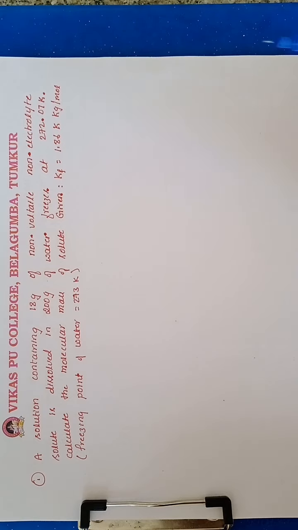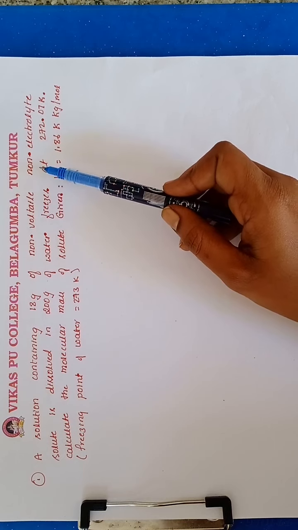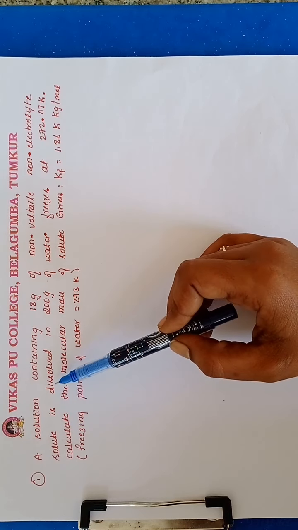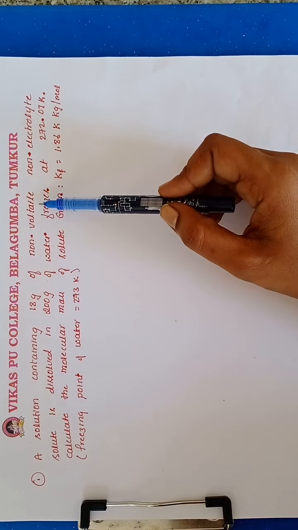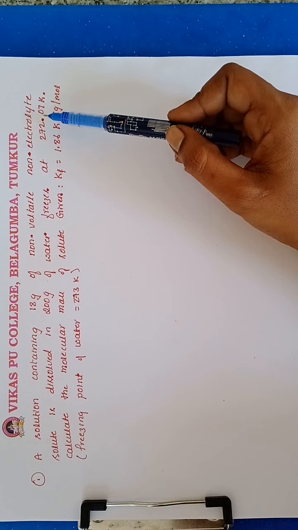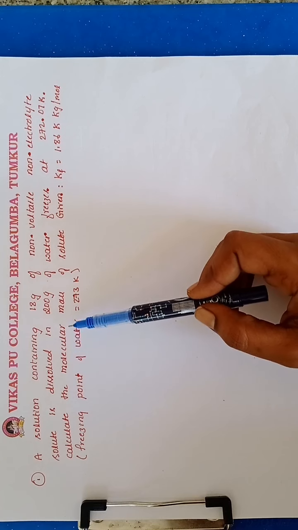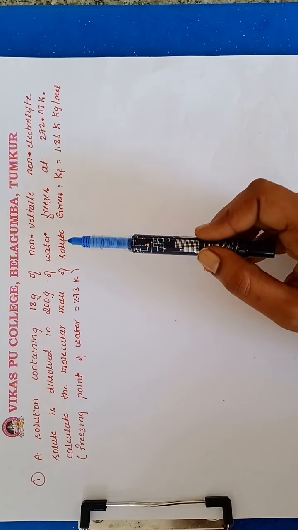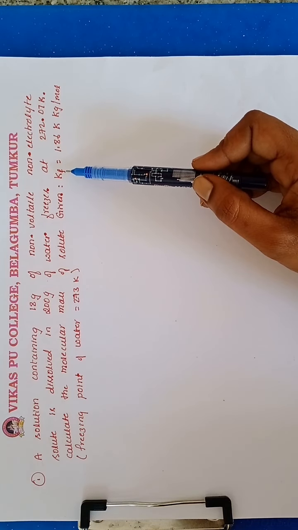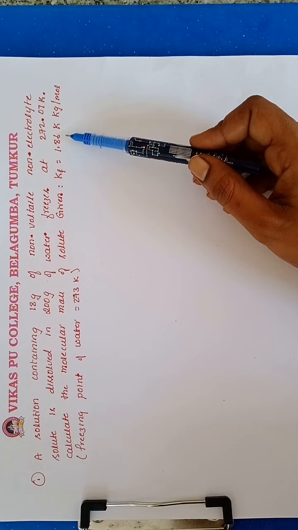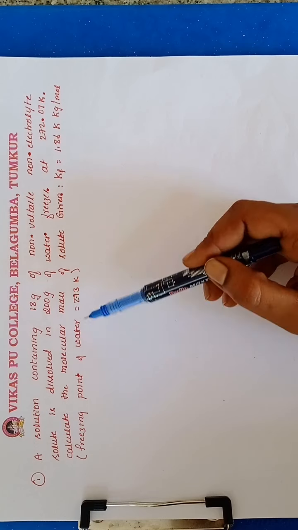A solution containing 18 gram of non-volatile non-electrolyte solute is dissolved in 200 gram of water. It freezes at 272.07 Kelvin. Calculate the molecular mass of the solute. Given the Kf, that is cryoscopic constant, Kf is equal to 1.86 Kelvin kg per mole, and freezing point of water is 273 Kelvin.